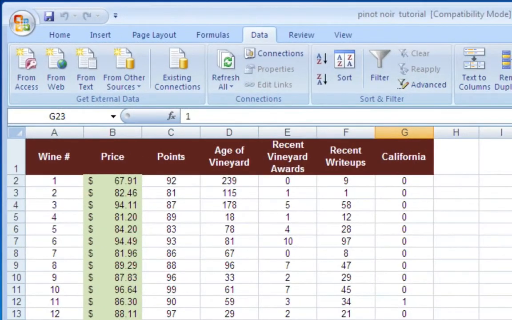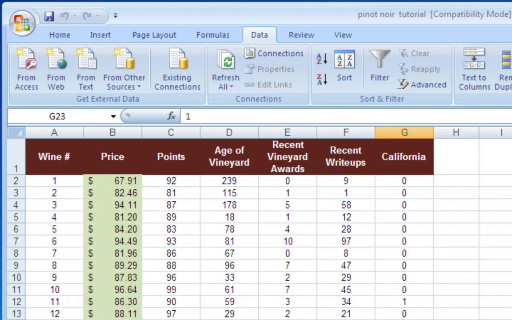In this tutorial, we are using linear regression to predict the price of bottles of Pinot Noirs. As independent variables that help us to explain the difference in prices of wine, we use the points Robert Parker assigned to this wine. We also use the age of the vineyard where the wine is coming from, how many awards this vineyard has recently won, and how many recent write-ups there were about this particular vineyard.